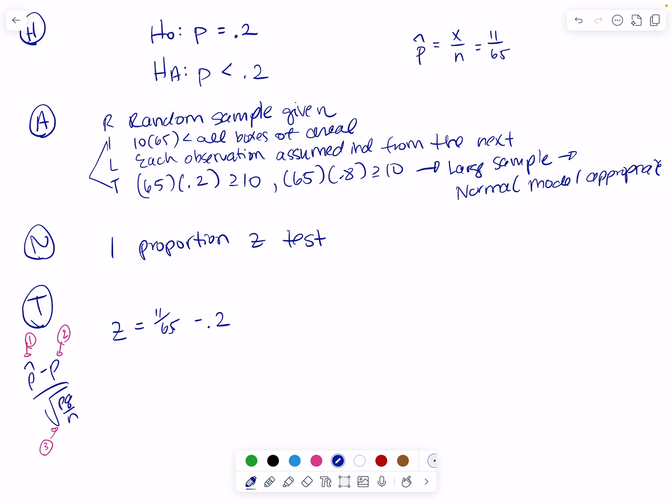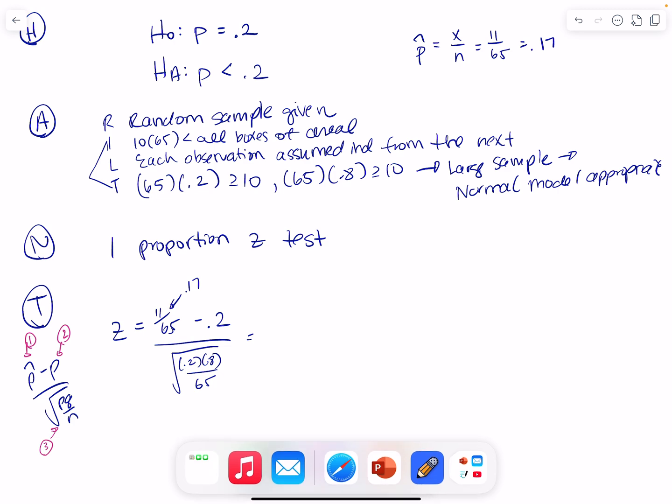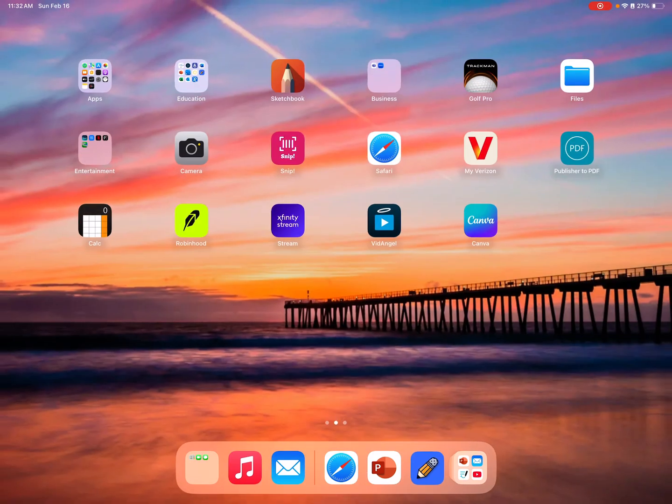So if you wanted to, you could put 0.17. And that's going to be divided by the square root of 0.2 times 0.8 over 65. So then what I do next is I put this into my calculator. So I'll just show you. Let's bring this up to my calculator.